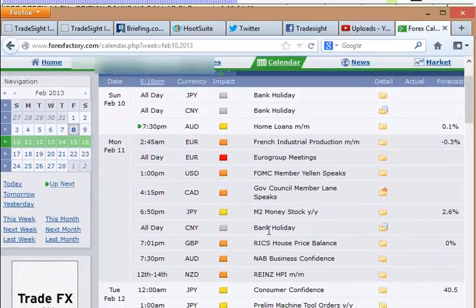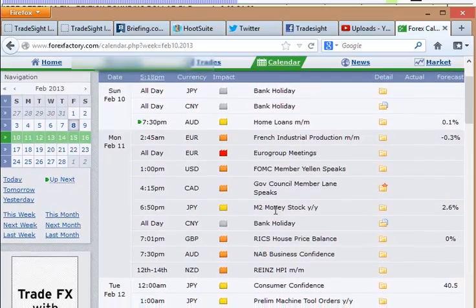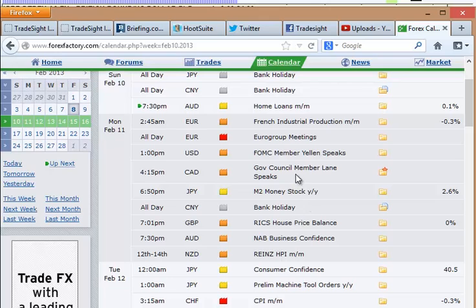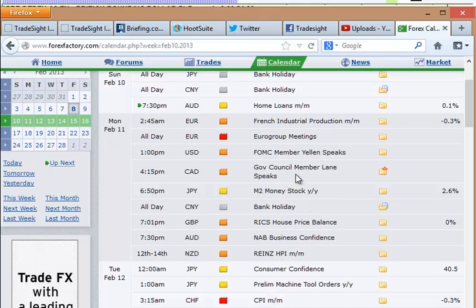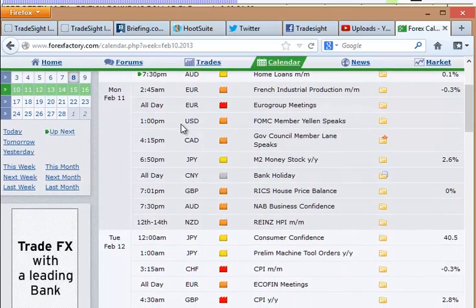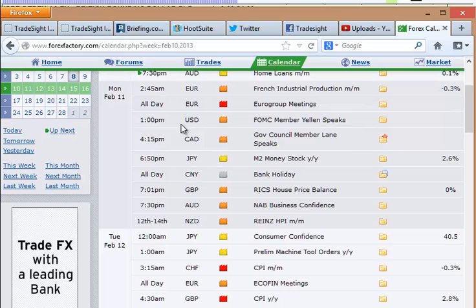Let's take a look at the economic data that's due out here globally. Starting with, by the way, China's on bank holiday the entire week. I noticed that up front. So there's going to be no data out of China, and we'll see if that has an impact on the market, slowing it down a bit to have so many out. But you've got home loans out of Australia Sunday night, not a big deal. French industrial production out of Europe. We've got a speech out of a Fed member at 1 p.m. on Monday, not a big deal.